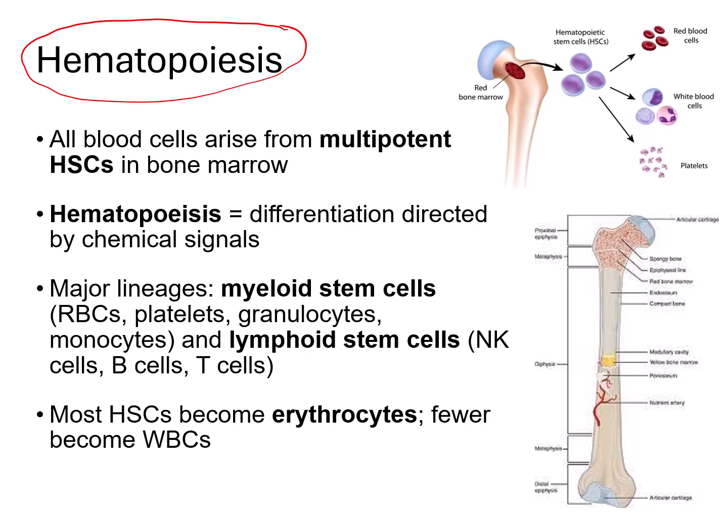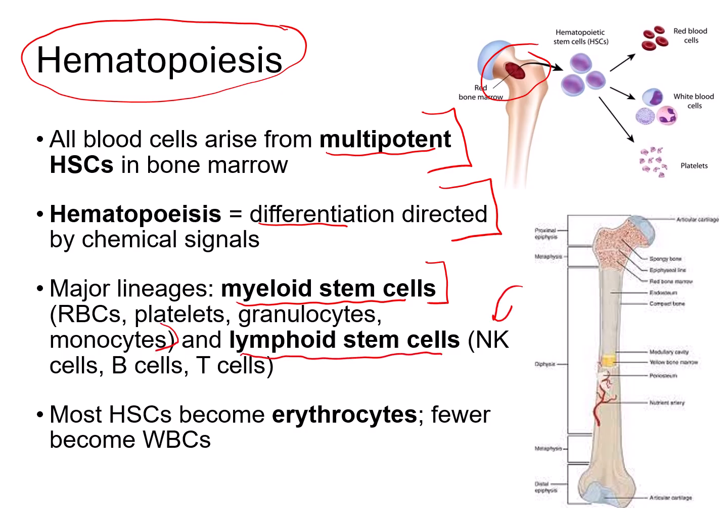Hematopoiesis is the process of producing all blood cells inside the red bone marrow. Multipotent hematopoietic stem cells, or HSCs, receive chemical signals that push them down different differentiation pathways, and there are two major lineages. Myeloid stem cells are going to produce red blood cells, platelets, granulocytes, and monocytes, whereas lymphoid stem cells produce natural killer cells, B cells, and T cells. And most hematopoietic stem cells become erythrocytes, those red blood cells, while proportionally fewer become leukocytes, those white blood cells.